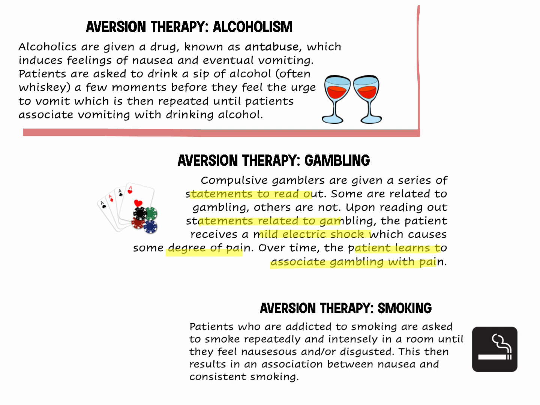And again, with smoking, patients addicted to smoking often are, as part of the therapy, asked to smoke repeatedly and intensely in a room, so in an enclosed space, and this then makes them feel nauseous and disgusted. It can give them very unpleasant feelings, which again causes that association, that classical conditioning between nausea and smoking. So through the smell, or even just through going near a cigarette, they get that association of it being an unpleasant experience and how sick it made them feel during the therapy, which should then deter them from consuming that substance again.